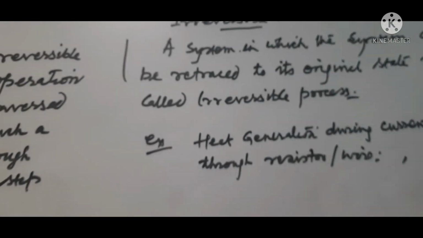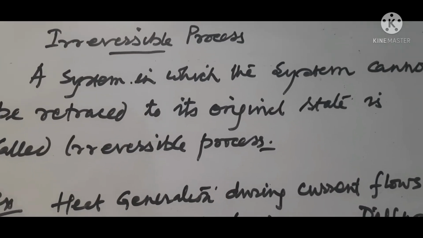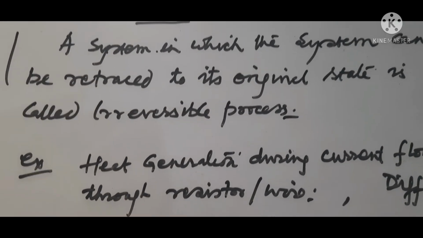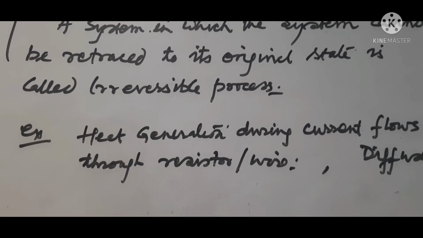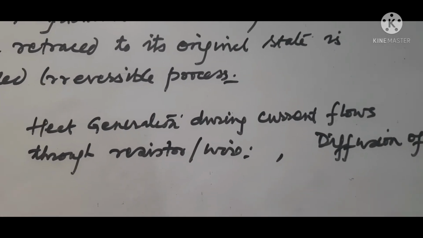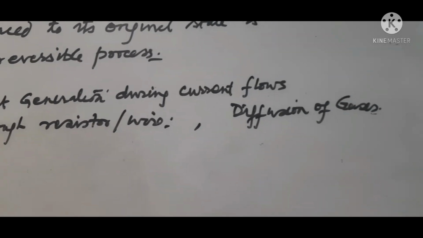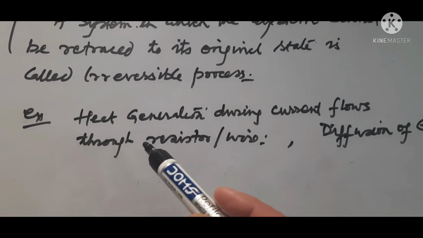Irreversible process. A system which cannot be retraced to its original state is called an irreversible process. Most of the processes are irreversible, like the heat generation when current flows through a wire or the resistor in case of a bulb, etc., or the diffusion of gases. That is a good example of the irreversible process.